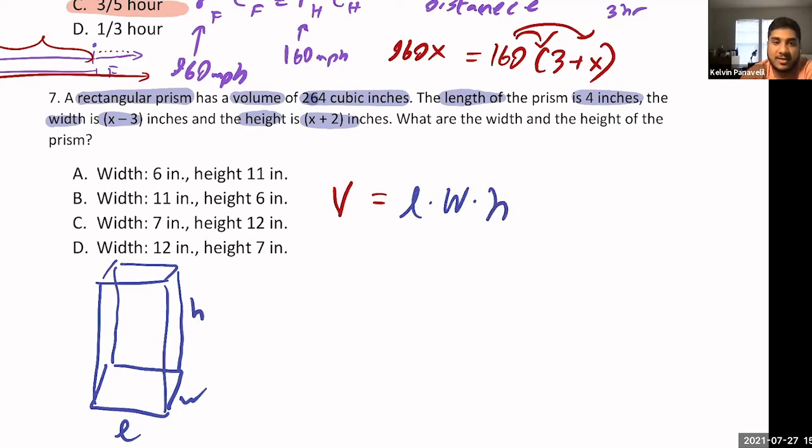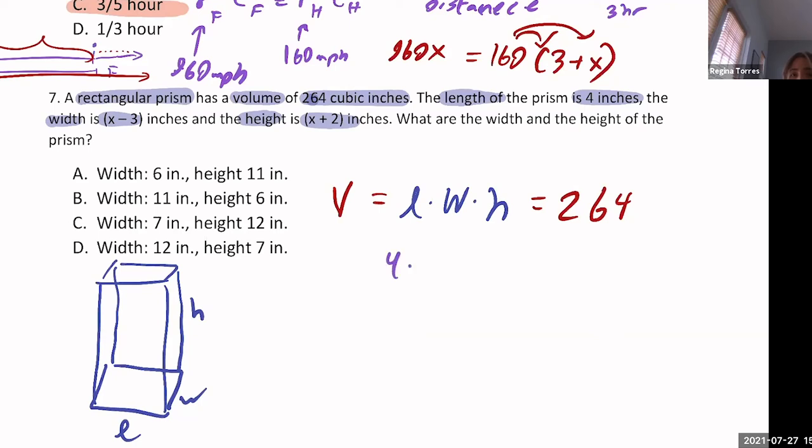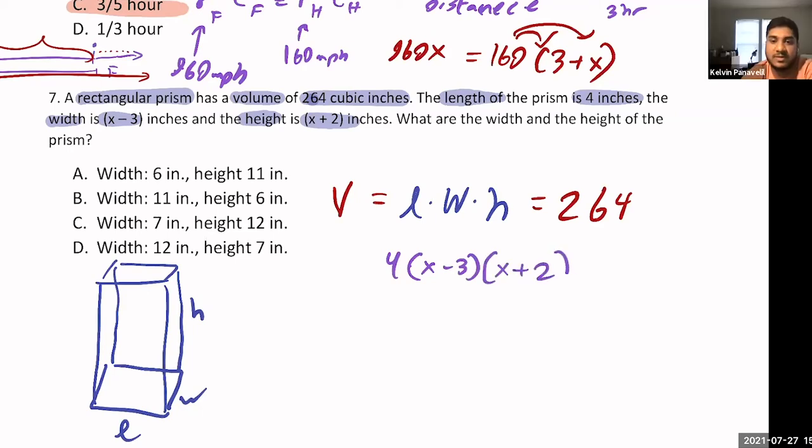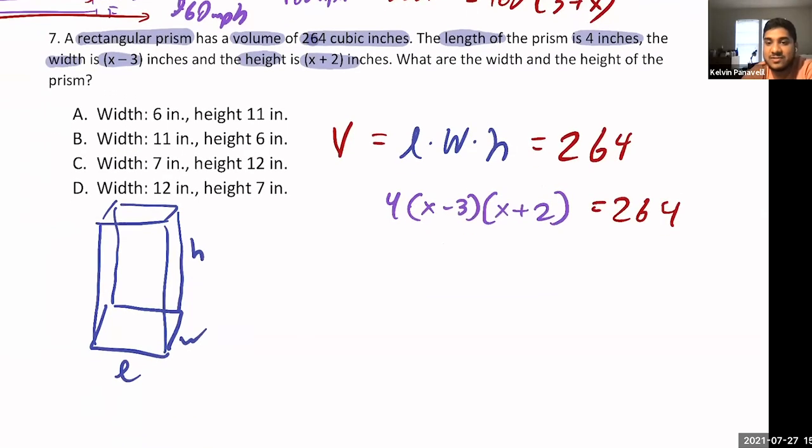So Regina, you want to continue walking us through this? So we know the volume is length times width times height, and they give us, right, the volume. So what's the volume going to be? 264. Awesome. 264 equals 4 times x minus 3 times x plus 2. Perfect, right? So 4 times x minus 3 times x plus 2 equals 264. Perfect. And now we eventually have to solve for what? What's the question mainly asking us to solve for?